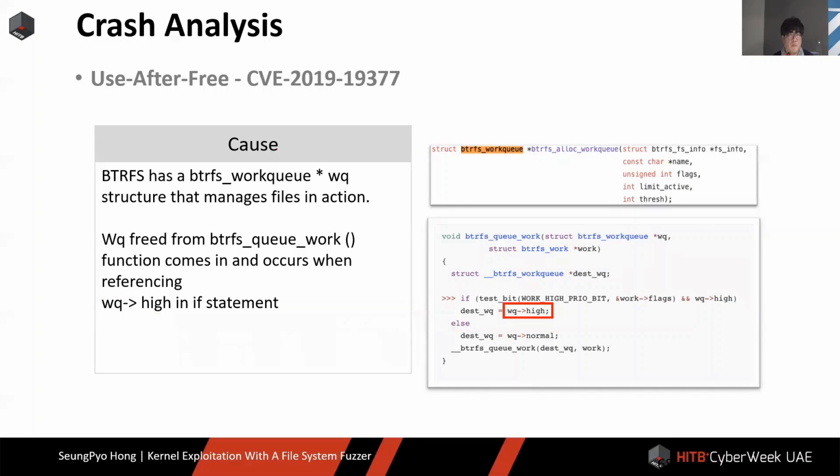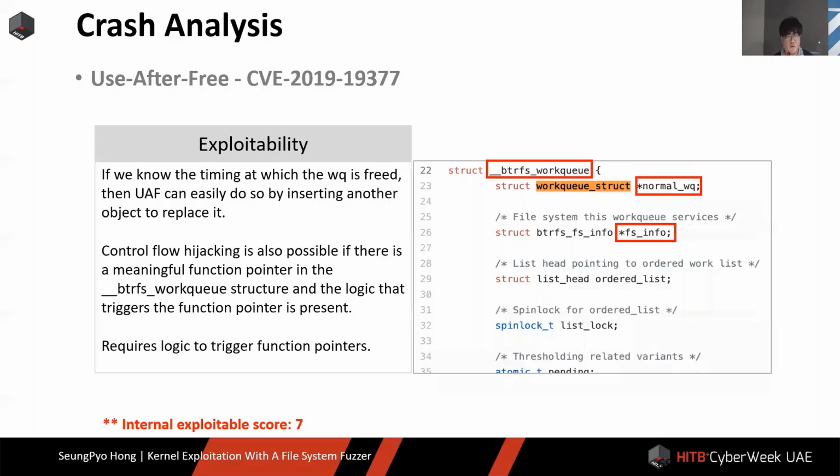Also, the work queue structure has a meaningful pointer. So if you have a triggering part of the function pointer, control flow hijacking is possible. So we gave it 7 points internally because it is very exploitable.